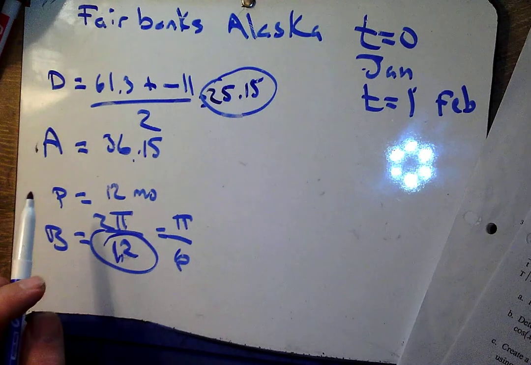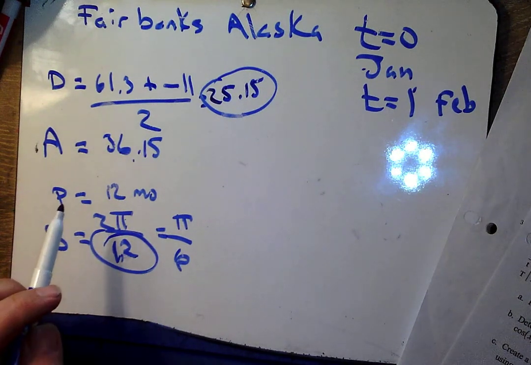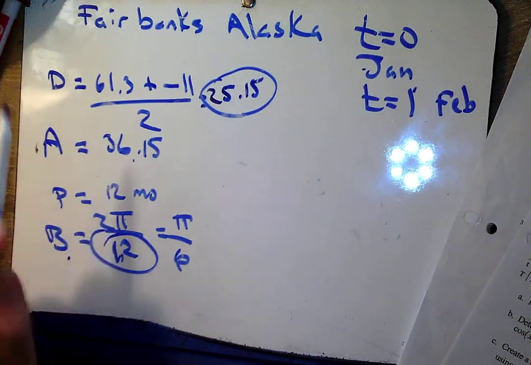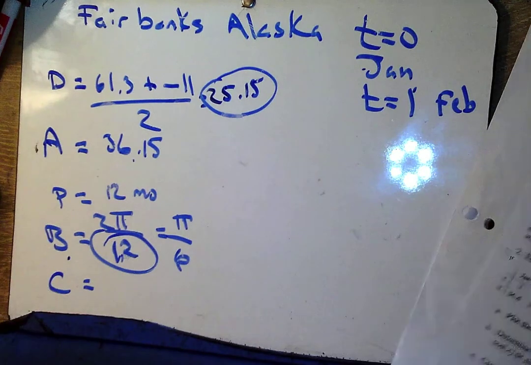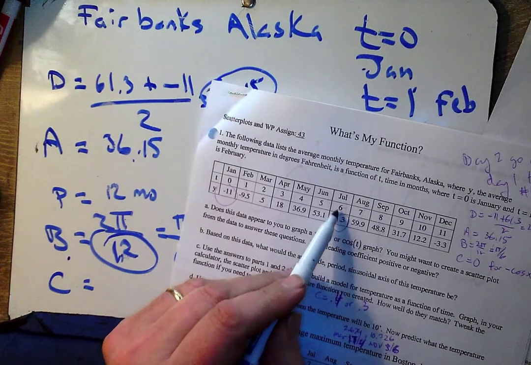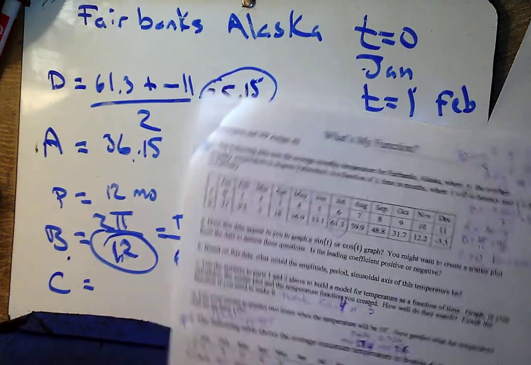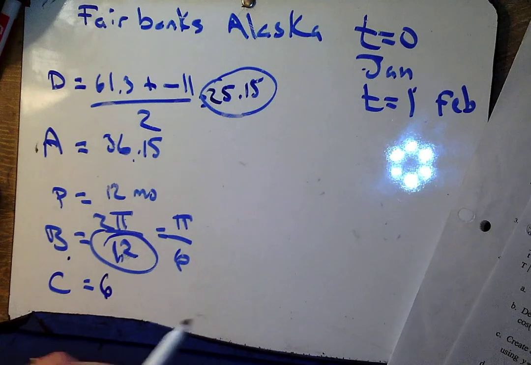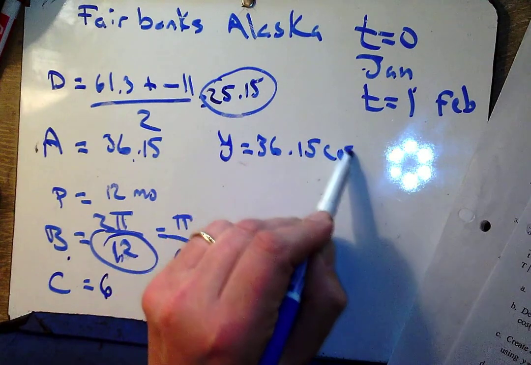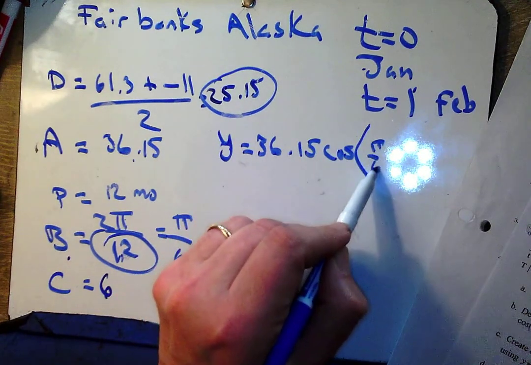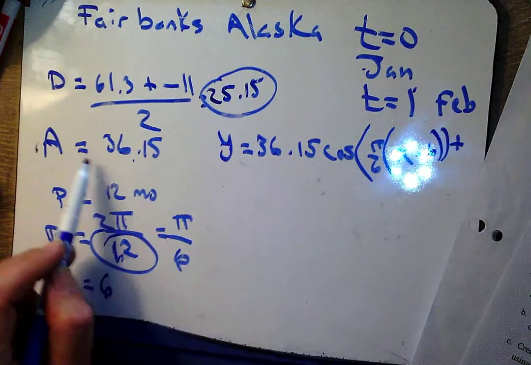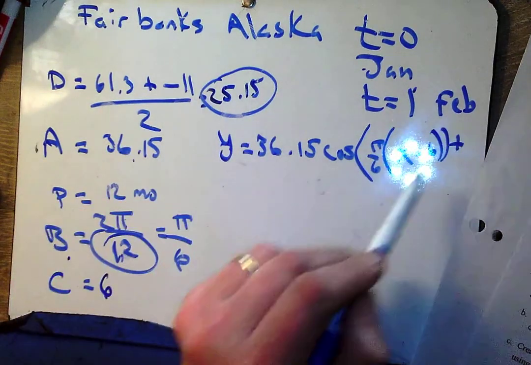Okay, that was part B. Let's see. Build a model. Okay, well, I've got A, I've got B, I've got D, and my C. Well, my C is starting place. And I saw this starting at the high point, and so 6 is my C value. C equals 6. So let's try this out. Y equals 36.15 cosine pi over 6 x minus 6, close parentheses, plus 25.15.